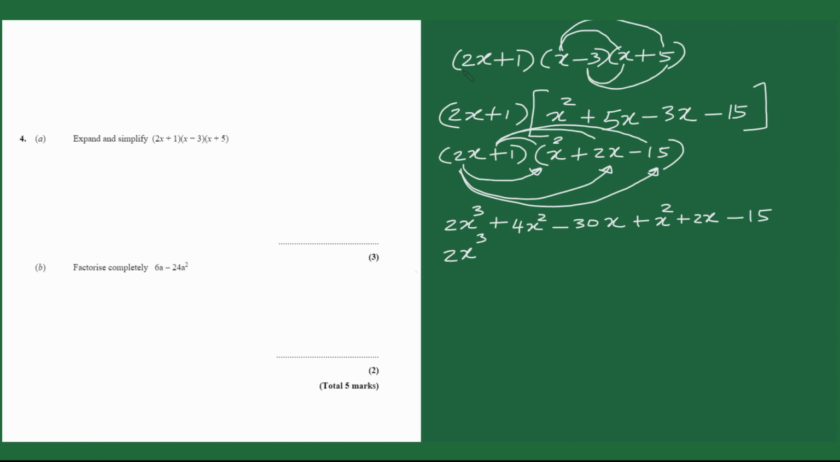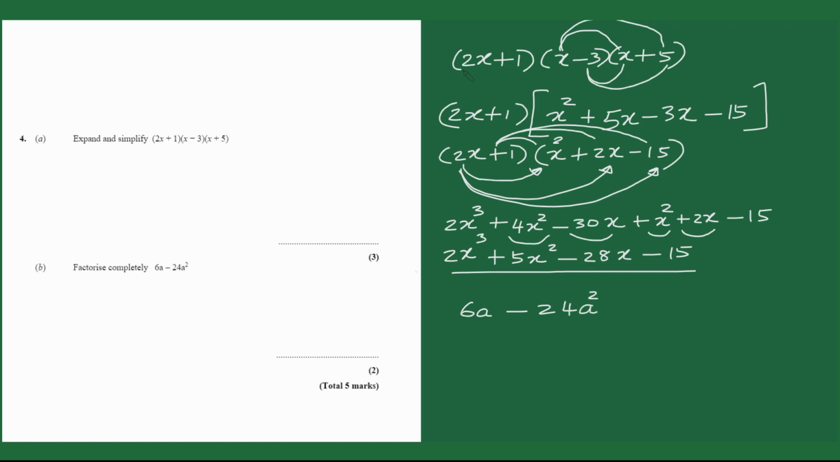So 2x cubed is in the front because, collecting like terms, x cubed I have only one. 4x squared, here also another one, x squared. So 4x squared plus 1x squared is 5x squared. Negative 30x plus 2x, so negative 28x, negative 15. So that is our final answer.